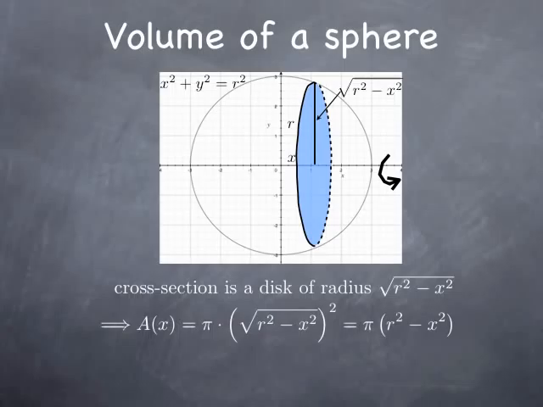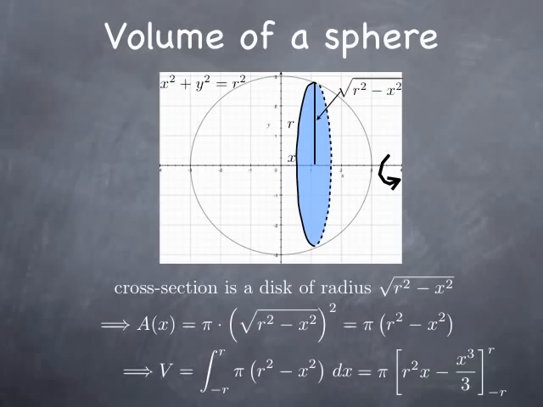So the cross-section has area pi multiplied by the square of the radius of a cross-sectional disk. So when I square a square root, the square root disappears, and what I obtain is pi multiplied by r squared minus x squared. According to the formula we've seen before, to obtain the volume of the solid of revolution, now all I need to do is integrate this area of the cross-section, in this case between negative r and r, on the picture between negative 3 and 3, but really between negative r and r.